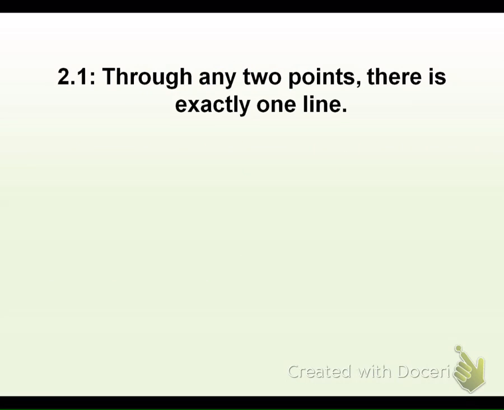You had 2.1, which is on there. It says through any 2 points, there's exactly one line, right? That makes sense. Anywhere you put 2 points on a plane, there's only one line that goes between them, right? I can't draw 2 different lines that go between these 2 points. There's only one line that exists between those 2 points. That's a true statement. That's accepted as true, okay? And this is a reason that you can use to back up other arguments. We'll get to those after a while. So that's the first one.